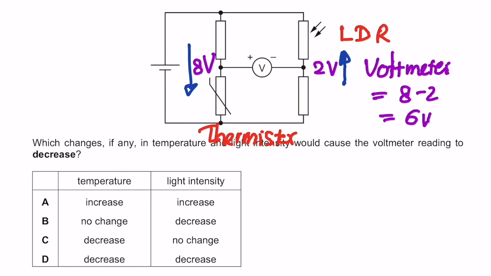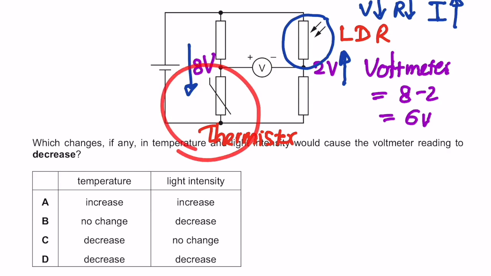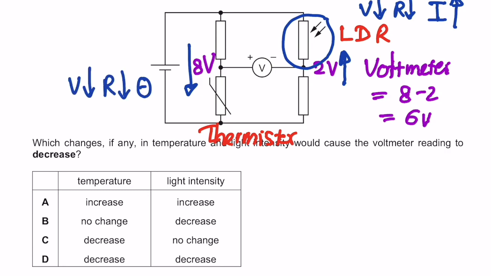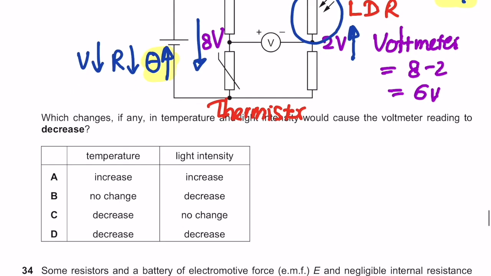Now on the right top corner, for an LDR, if you want voltage to decrease, this resistance has to decrease. It means light intensity has to increase. Similarly, on the left bottom corner, if you want the thermistor's voltage to decrease, resistance has to decrease, and for that temperature has to increase. So by looking at these two, we can see temperature and light intensity both have to increase. So the answer should be A.